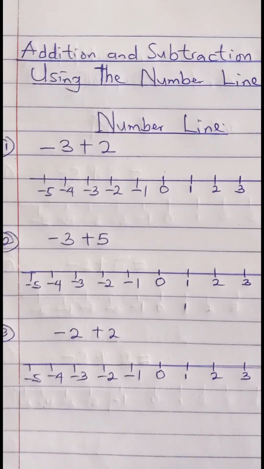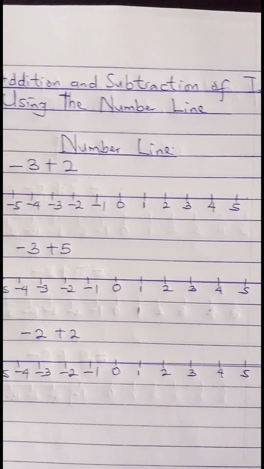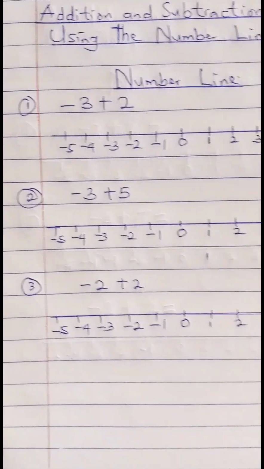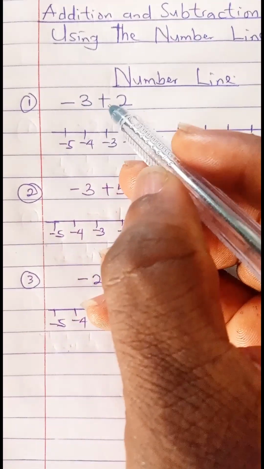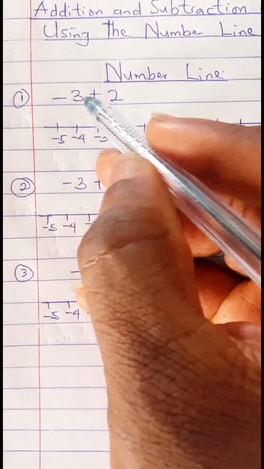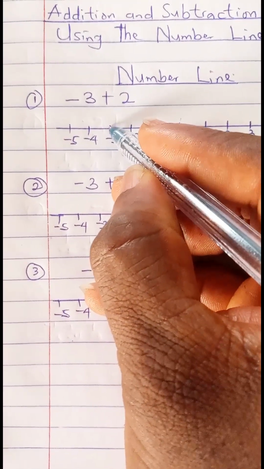In today's class I'm going to be showing us how to add and subtract integers using the number line. In the last class I showed us how to use the borrowing pattern to calculate it, but here I'm going to be using the number line. The number line has two sections, the negative part to the left and the positive part to the right. So we're going to be using these questions to explain.